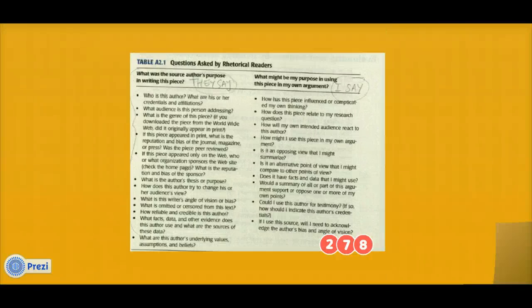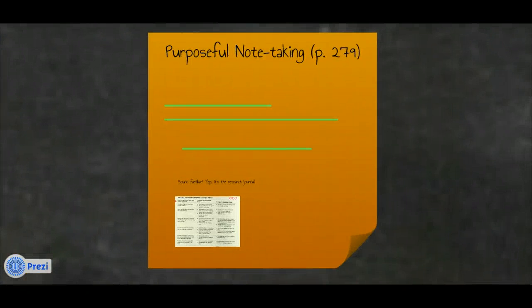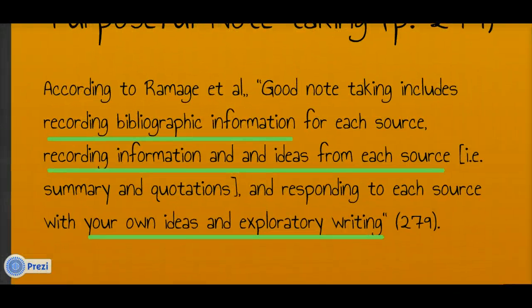Once you've got the reading rhetorically part down, another thing to really think about that's important in Appendix 2 is purposeful note-taking. I really like the quote on page 279 that describes good note-taking. It says, good note-taking includes recording bibliographic information for each source. That's basically the citation. Recording information and ideas from each source, so like a summary and quotations from the source, and then responding to each source with your own ideas and exploratory writing.